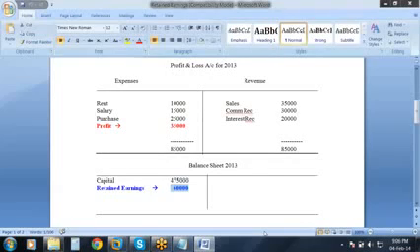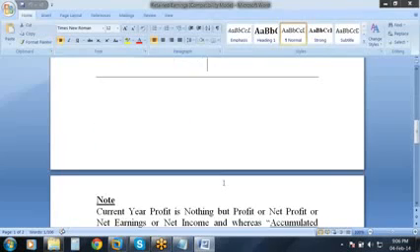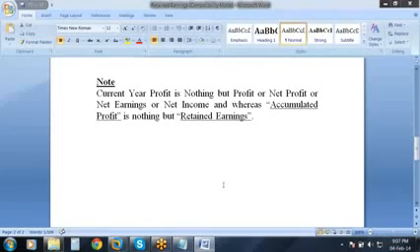So the profit is nothing but current year profit, net earnings, net income. You can use so many words. Net profit, net income, net earnings, all of this is almost the same as profit. Then what about retained earnings? Accumulated profit is called retained earnings. You can go through the note. Current year profit is nothing but profit or net income or net earnings, whereas accumulated profit is nothing but retained earnings. This is what we discussed just now.